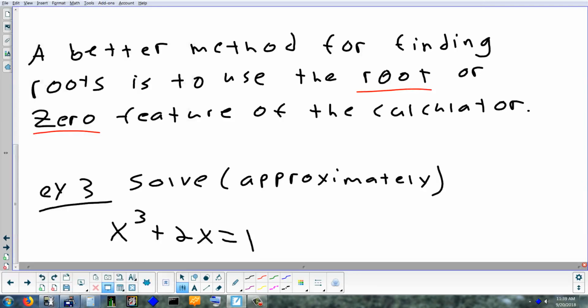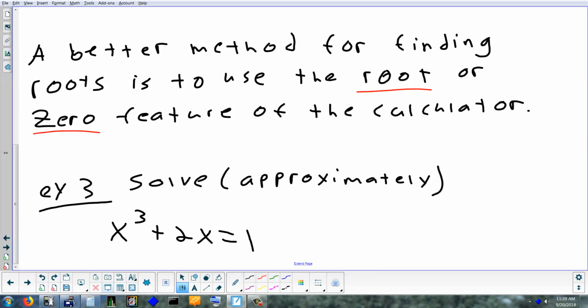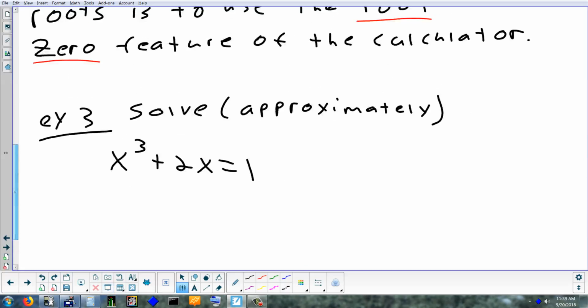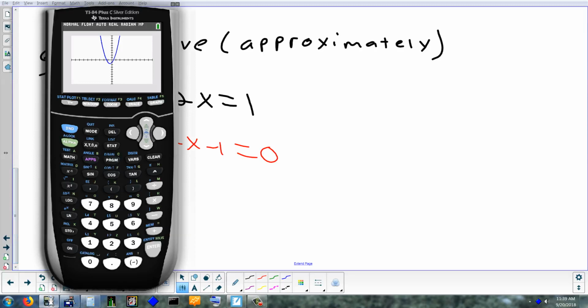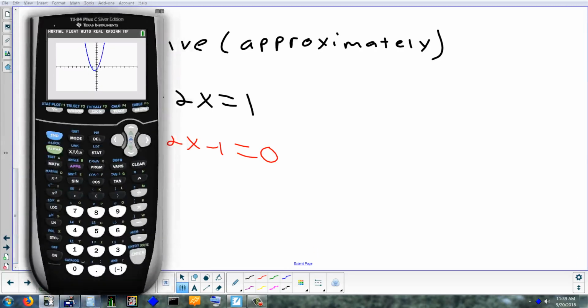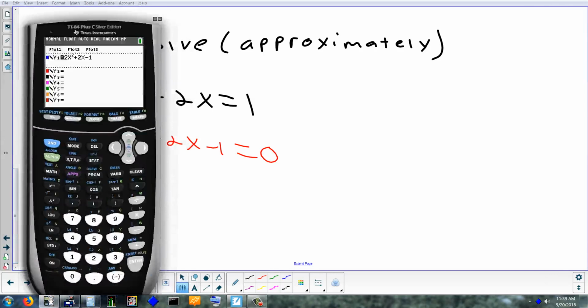Okay, so let's solve this one. Anytime we solve an equation, what have we always been getting it equal to today? 0. So let's get it equal to 0 and solve it. How many times could this graph cross the x-axis? 3 times. It could cross 3 times. I guarantee it won't cross more than 3. But it might not cross 3. Let's check it and see.